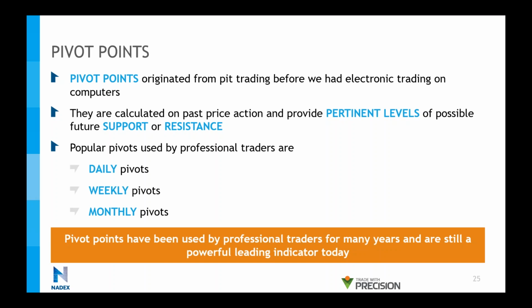Those pit traders needed some kind of reference point, some kind of framework to know where the market is with regard to yesterday's price action, for example. Therefore, they used yesterday's opening, high, low, and close prices and came up with some of those reference points, and they were called pivot points. They're calculated on past price action and provide pertinent levels of possible future support and resistance.